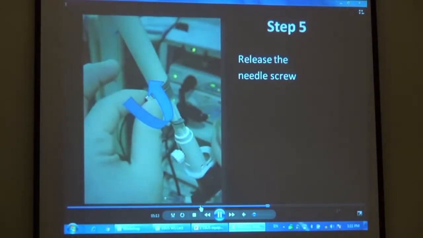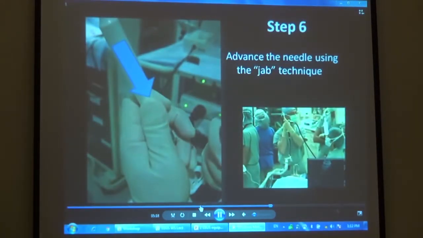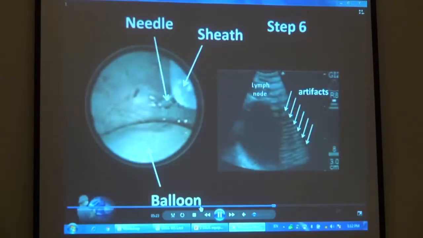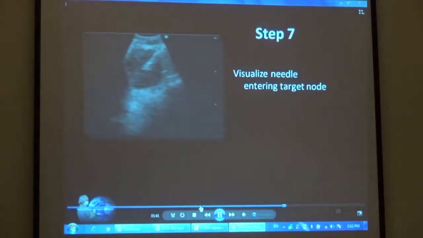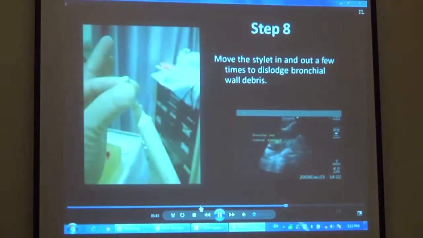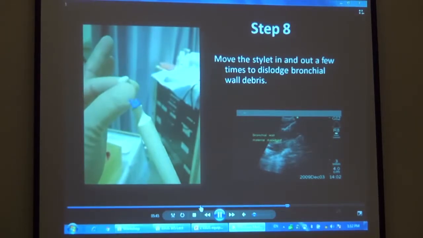The needle screw located superiorly is then released, and the needle is advanced by jabbing it into the lymph node. During this process, the needle may push the airway wall away from the balloon. The transducer wall interface might become lost, and the image may show reverberation artifact. This problem is overcome by gently advancing the scope or further inflating the balloon. Once the needle is visualized within the lymph node, the stylet is moved in and out a few times to dislodge any bronchial epithelium that may have entered the needle.